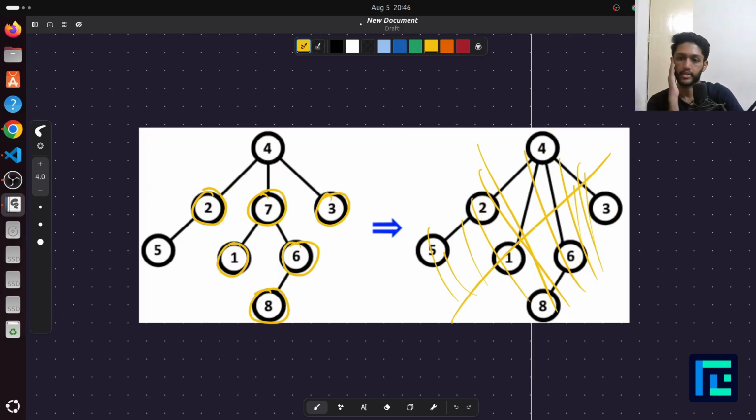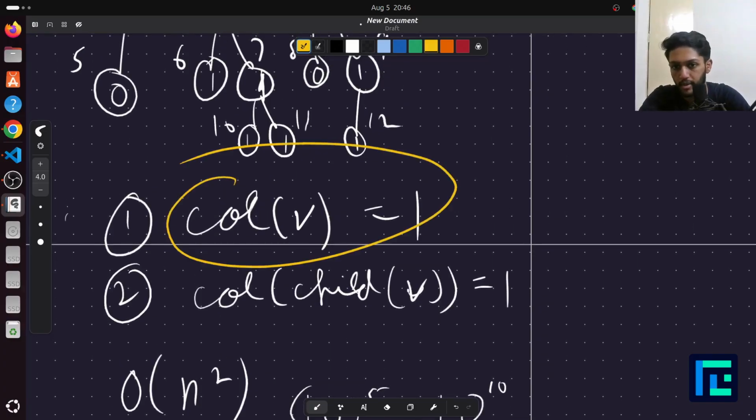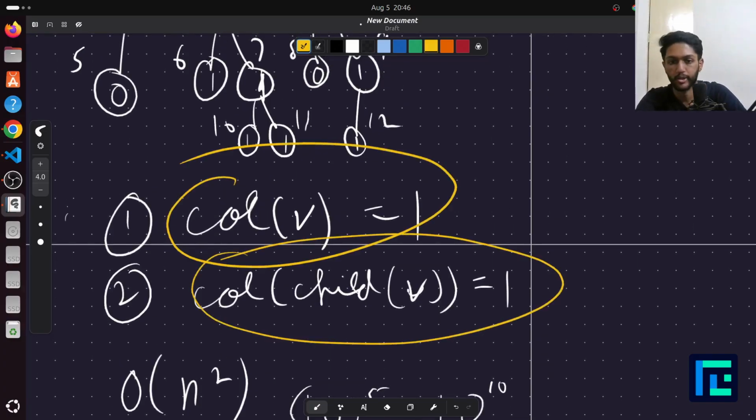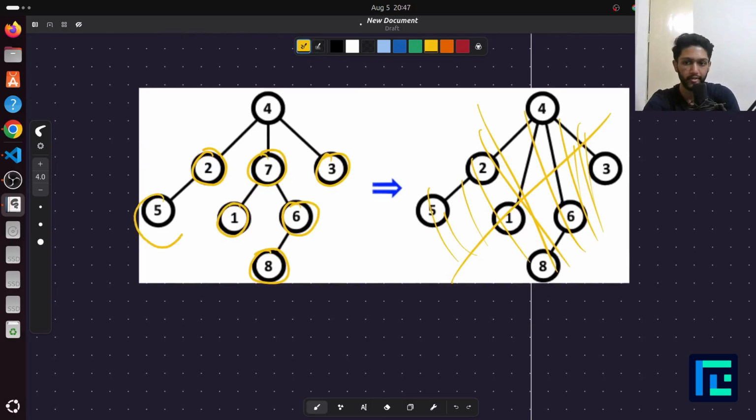In this case, if all of these are 1, what can we delete? Remember, we can delete V only if the color of V is 1 and the color of all children of V is also equal to 1. Can we delete this 2? No, we cannot, because this 5 is not 1. Can we delete this 7? Yes, because all of its children are yellow. Can we delete this 3? Yes, because all of its children are non-1. So we can delete this 1 also, 6 also, and 8 also.